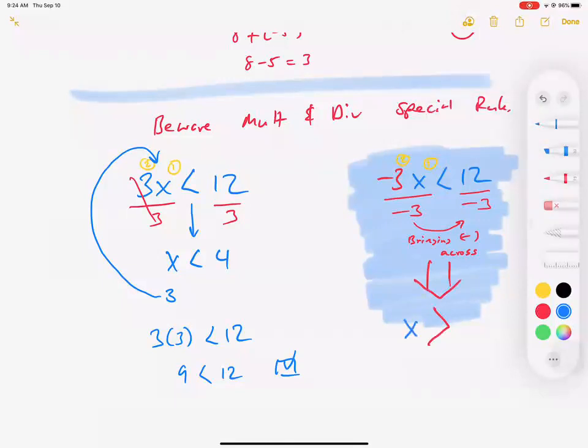X, and 12 divided by negative 3 is negative 4. You must flip the inequality. Okay, this guy must flip.